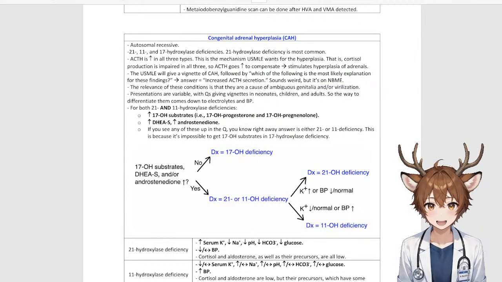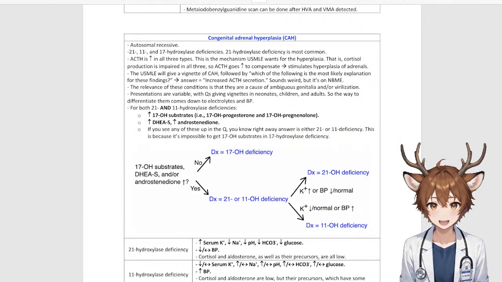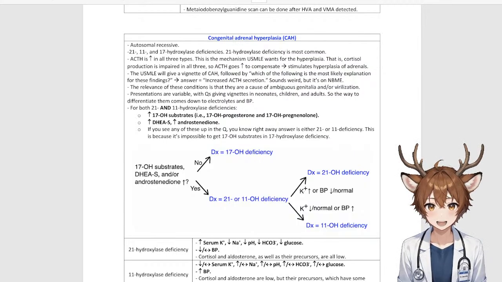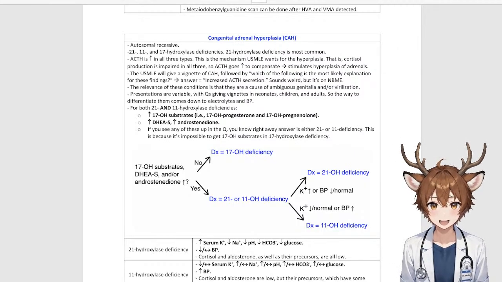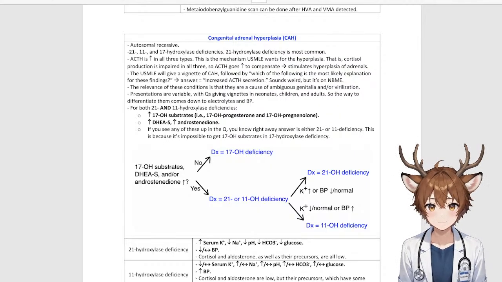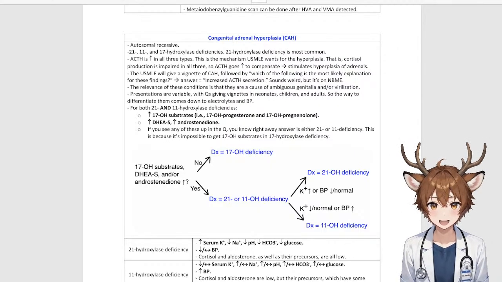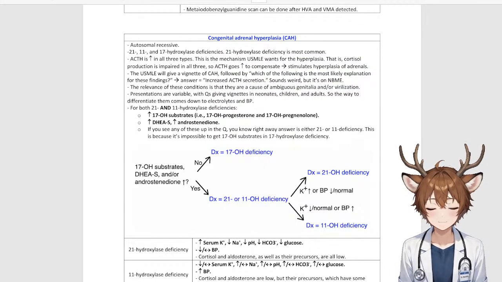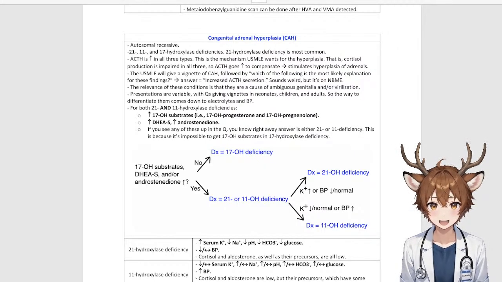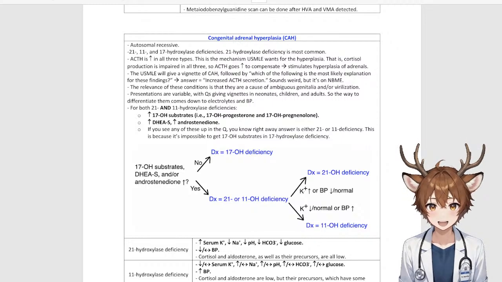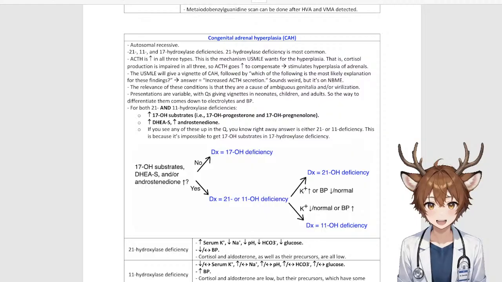Let us continue. Congenital adrenal hyperplasia. Autosomal recessive. 21, 11, and 17 hydroxylase deficiencies. 21 hydroxylase deficiency is the most common, though. ACTH is elevated in all three types. This is the mechanism USMLE wants for hyperplasia. That is, cortisol production is impaired in all three, so ACTH increases to compensate, stimulating hyperplasia of the adrenals.